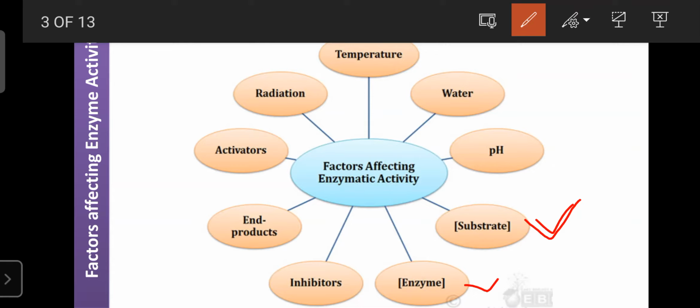Next one is the temperature. As the temperature increases, the enzyme activity also increases up to a certain optimal temperature. Then there are water, pH, radiations, and certain activators. The end product also affects the enzyme activity. Certain inhibitors can also affect the enzyme activity. Some factors inhibit the enzyme activity, and some factors can modulate or enhance the enzyme activity.